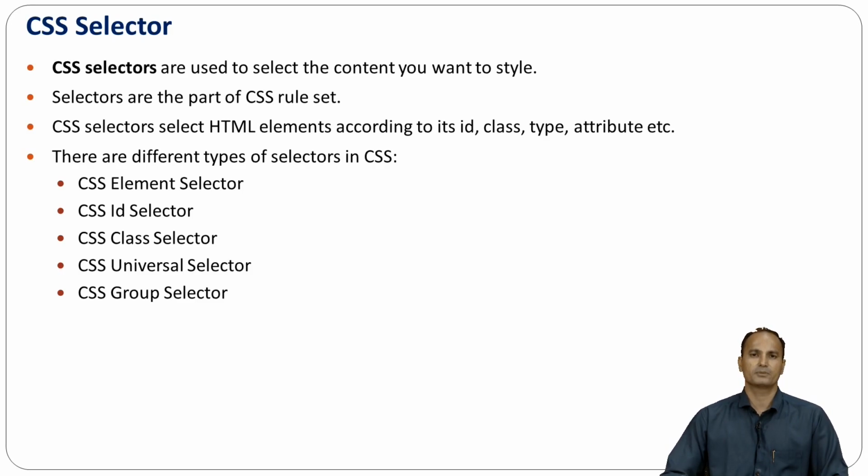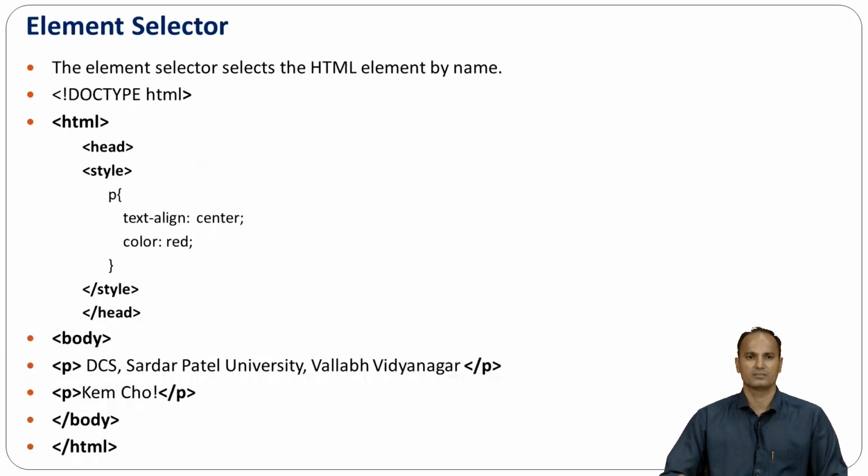There are different types of selectors available in CSS. Among them, one is the element selector, second is the ID selector, third is the class selector, fourth is the universal selector, and fifth is the group selector. So let's have a look at each.